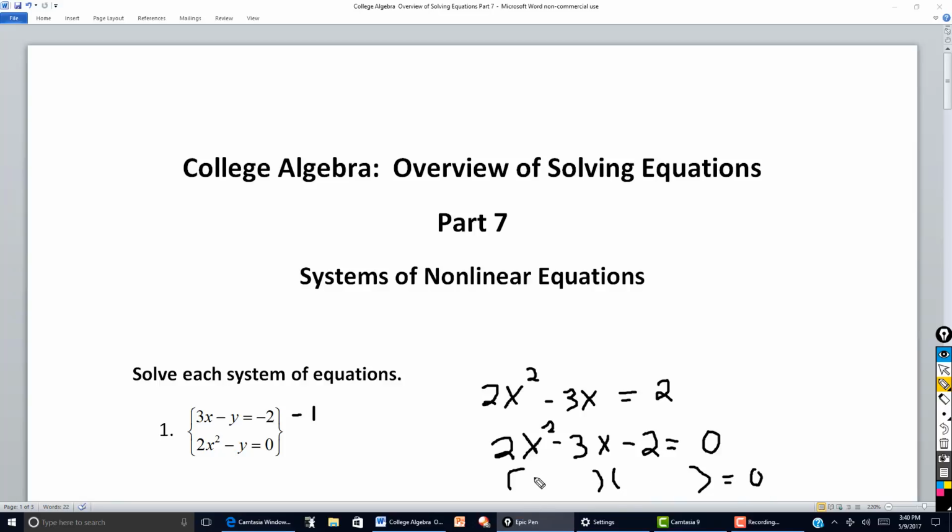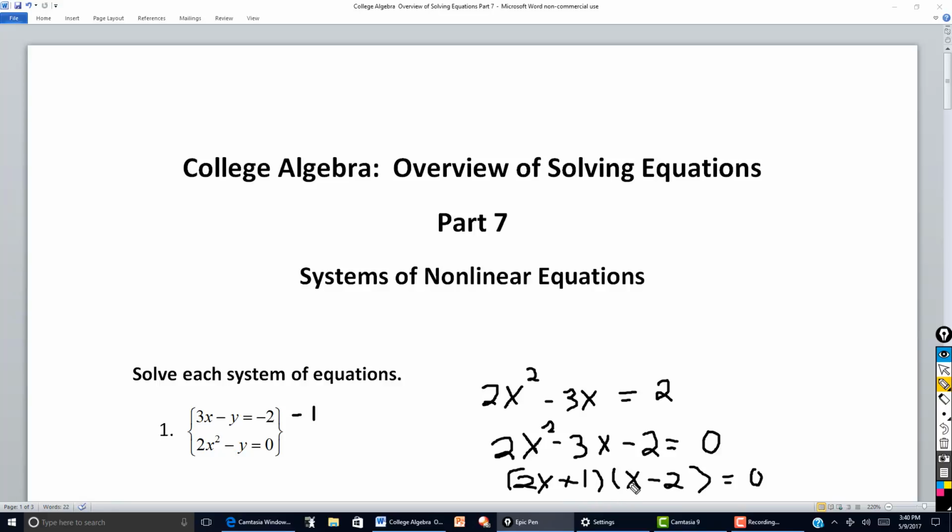Factors of 2x squared are going to be 2x and x, or x into x. Factors of 2 are 1 and 2, or 2 and 1. And because the last term, or the third term is negative, I have to have opposite signs here. So I have to have a plus and a minus, or a minus and a plus. So I have to set this up so that when I multiply it, I get this middle term of negative 3x. So the best way to do that is put a minus 2 here and a plus 1 here.